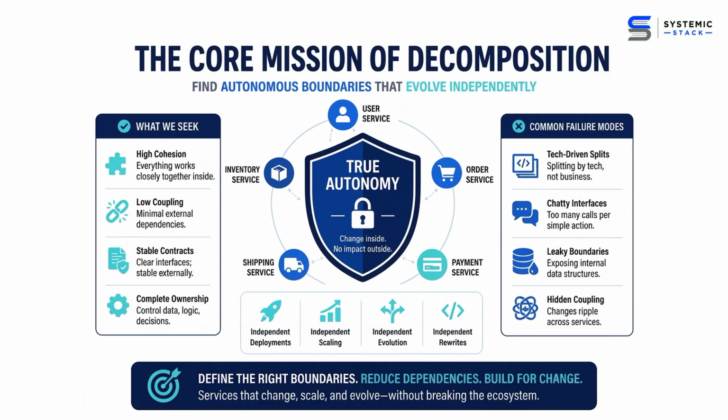A major failure mode is focusing too much on the technology stack instead of the business logic. If you split a service just to use a new programming language, you might be creating a boundary that doesn't actually align with how the business operates. This leads to chatty interfaces where services are constantly pinging each other for data. In a system design interview, you want to show that you're prioritizing boundaries that reduce these dependencies. You're looking for seams in the logic where you can cut without leaving too many loose wires. True autonomy means a service can be deployed, scaled, and even rewritten without breaking the rest of the ecosystem.